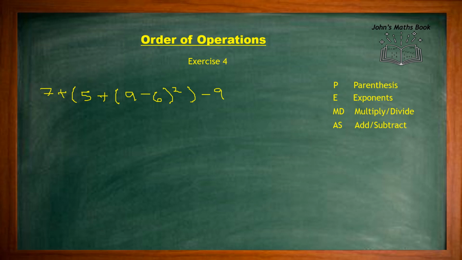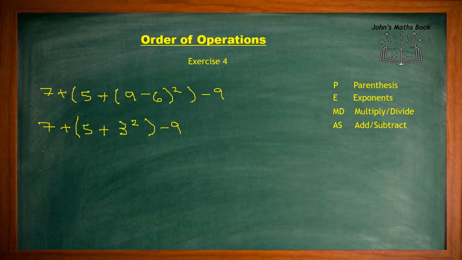So let's have a look at that, and let's do the internal bracket first. So we have 7 plus bracket 5 plus, and 9 minus 6 is 3, so it'll be 3 squared, close bracket, minus 9. So now let's do this internal bracket.